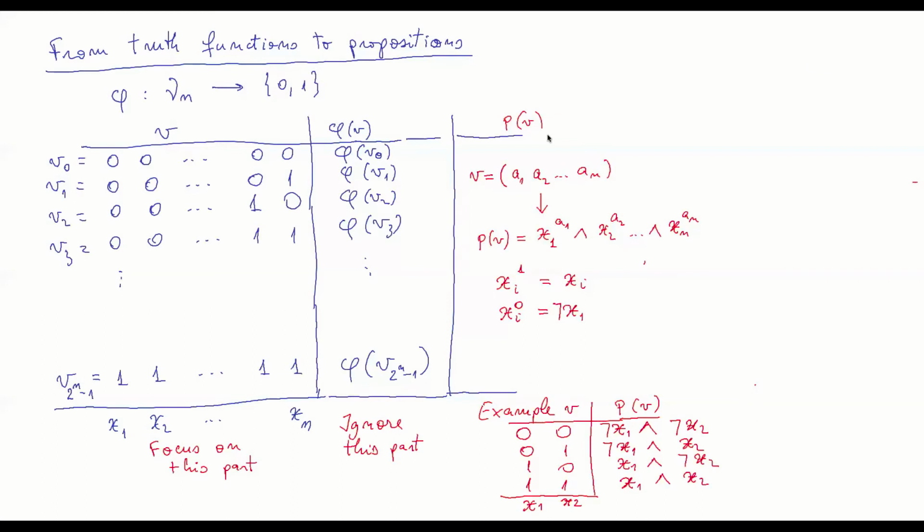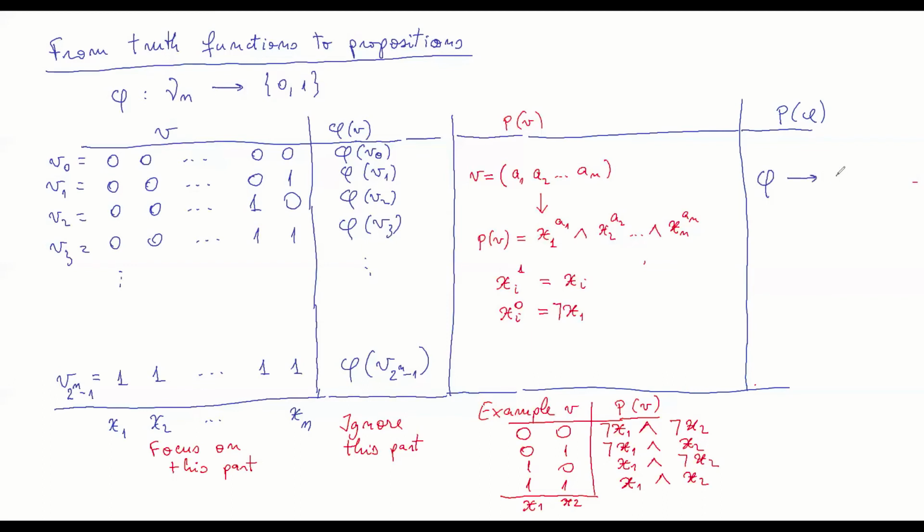So that's the first step I wanted to have for my construction. And once I have this, now I can define really my goal, which was from truth functions to propositions. So I can really define the proposition associated to phi. Phi was given by this truth table. So in general, from a truth function phi, I will go to P of phi. And this is going to be described in the following way. I'm writing first and then I explain.